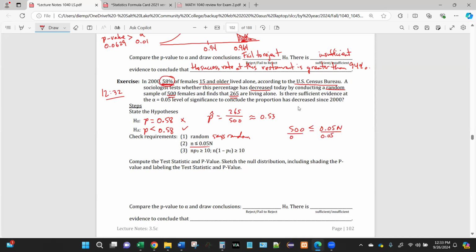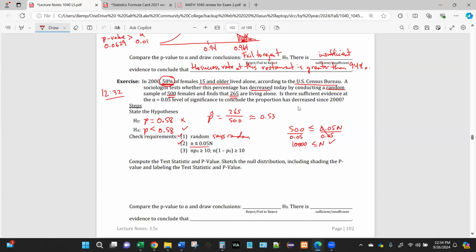But just for good measure, let's go ahead and solve this. So we go 500 divided by 0.05, so we have 10,000. Definitely there's more than 10,000 females who are at least 15 years old in the country. So that's also the case.